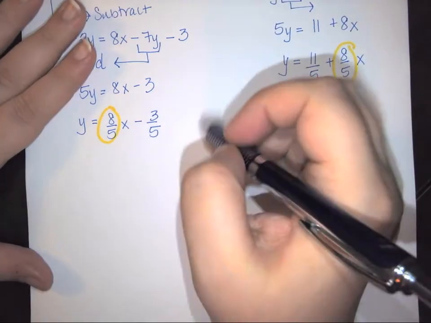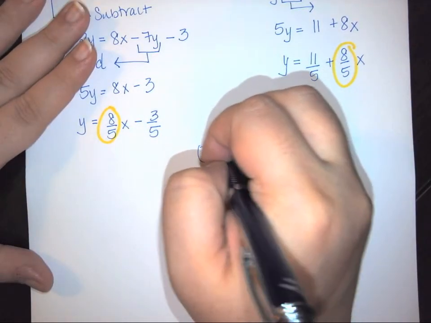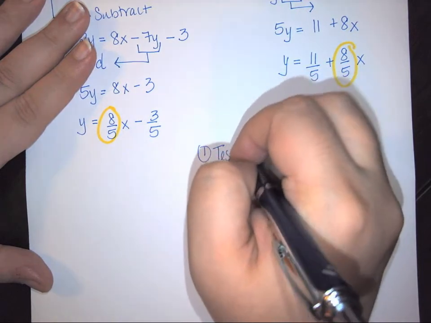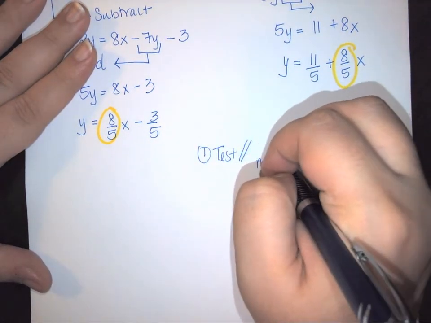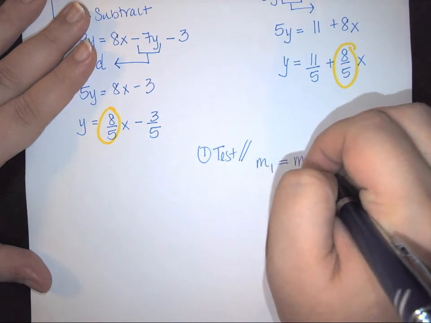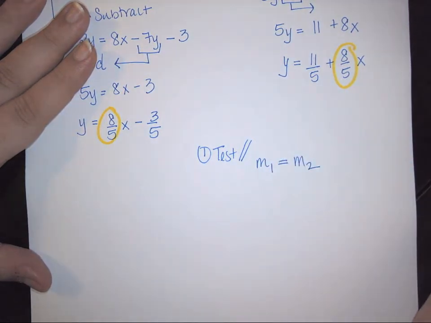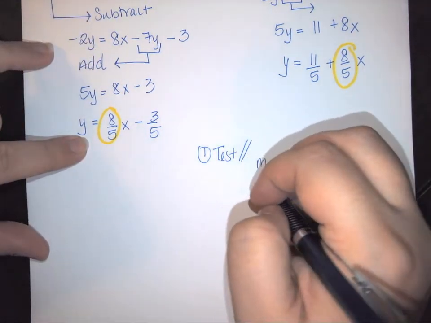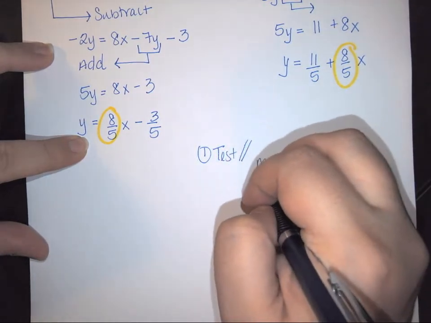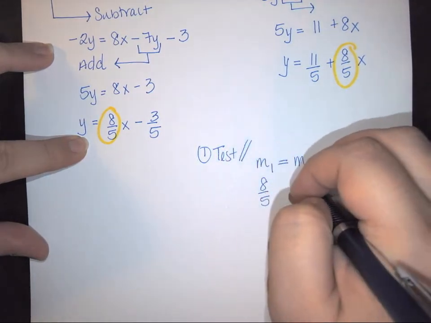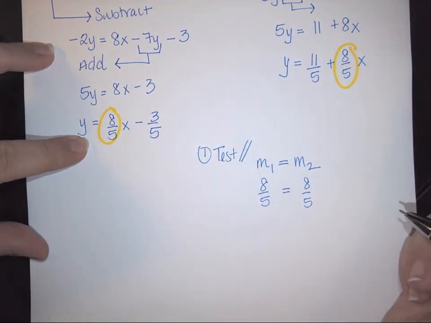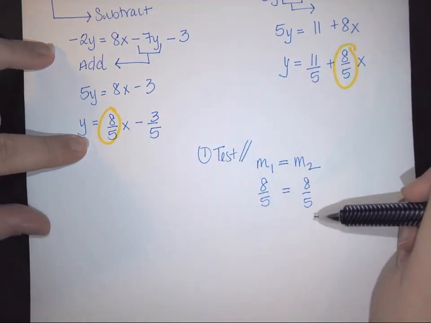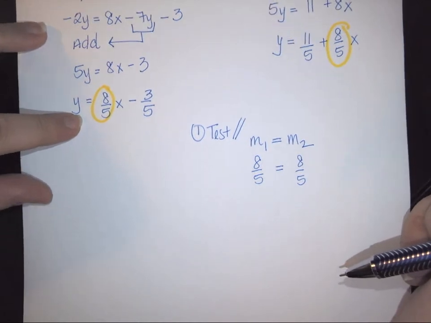So to start with, I have to test parallel. Again, that means my first slope should equal my second slope. Well, in this case, my first slope is 8/5. My second slope is 8/5, and these are equal. This leads me to believe that they're parallel lines.